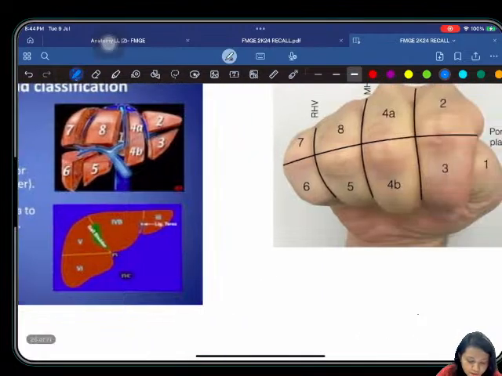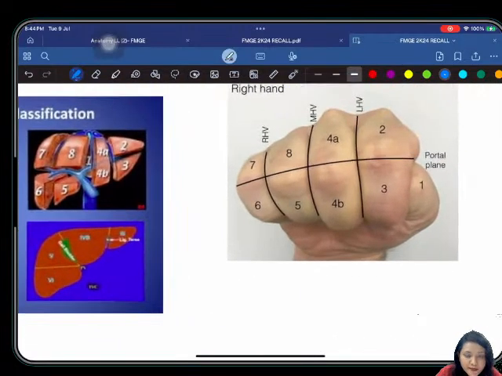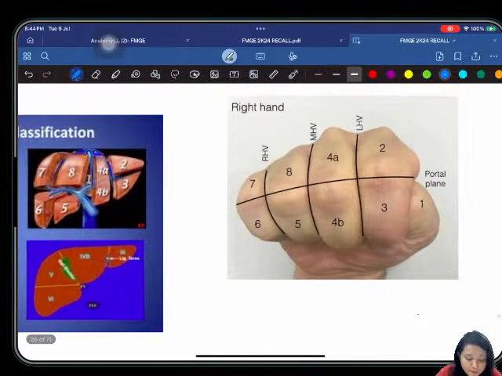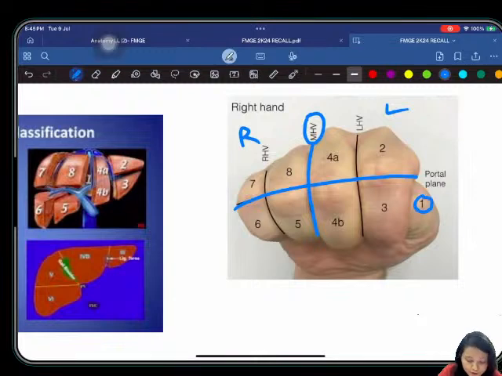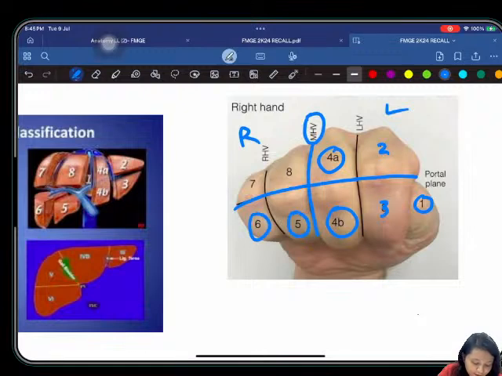Then you also have a portal plane. By this phenomenon you can remember. The middle hepatic vein is going to divide the entire liver into the right and the left hemilivers. Then you have a portal plane. Lobe 1 will be behind the liver, it is the caudate lobe. Then you have 2, 3, then 4A, 4B, 5, 6, 7, and 8.